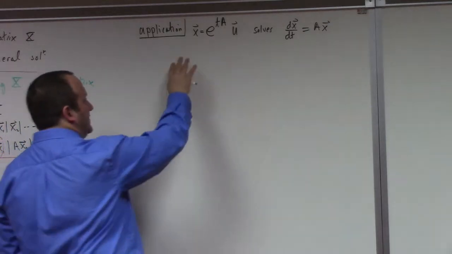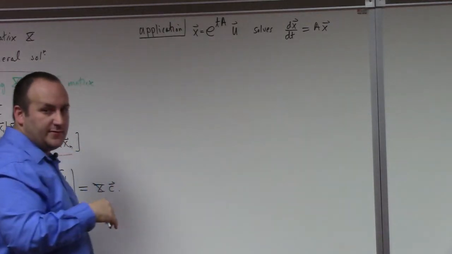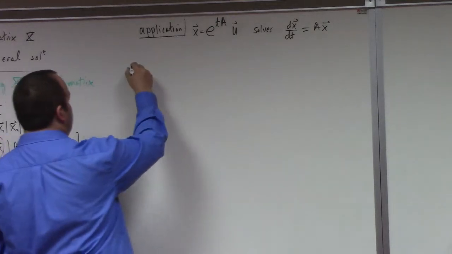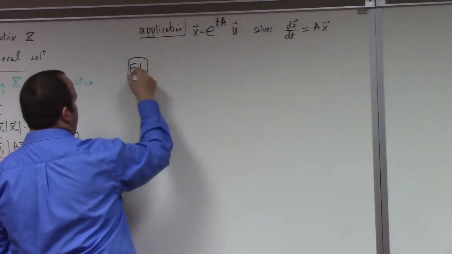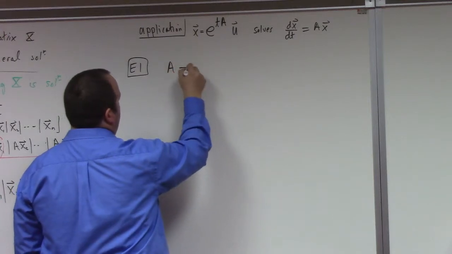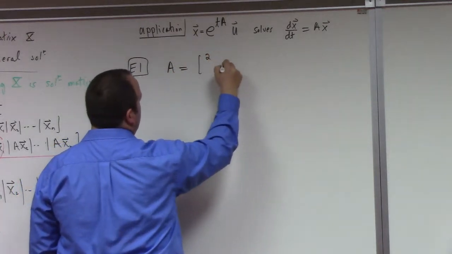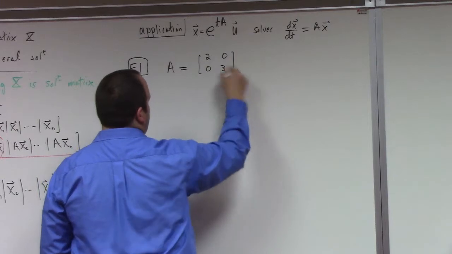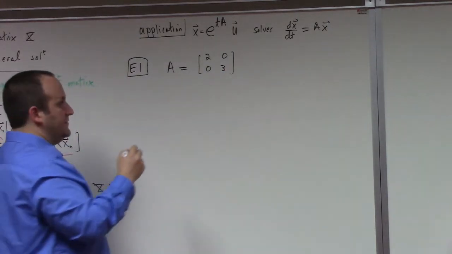This is important because we use this idea in pretty much everything I'm doing today. So example 1, just take a step back here and just calculate a matrix exponential. Suppose we have A equals to, let's say, 2, 0, 0, 3. It's a pretty simple matrix. What's A squared equal to?